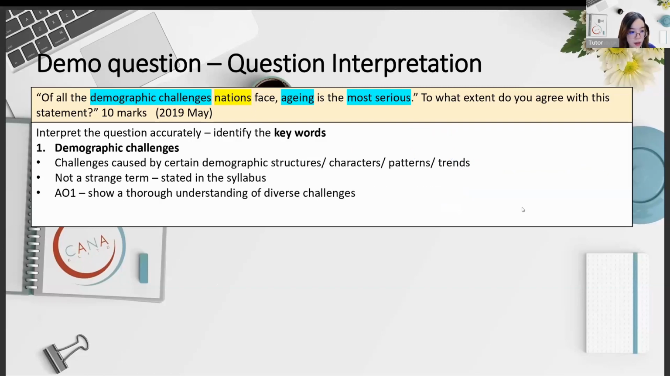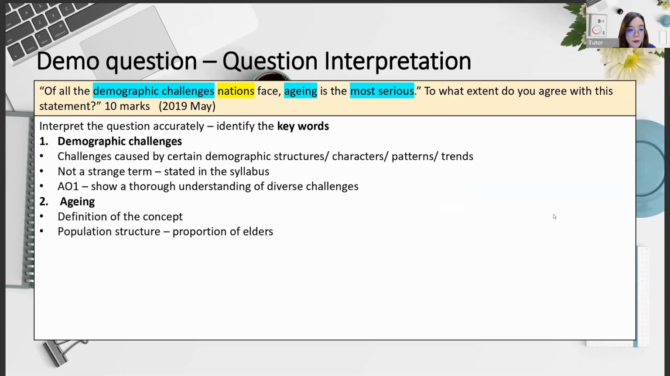So next, after understanding demographic challenges, the other thing is aging. Aging is another key term and key concept. In the essay, the basic thing that you can do is define the concept, define what aging is.